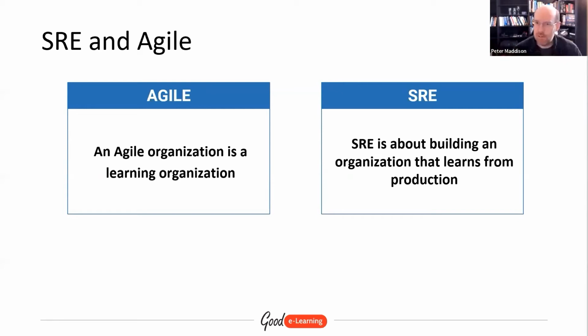So SRE marries very nicely with Agile. It helps with your Agile journey because it's bringing learning back into your delivery teams and helping them understand how the services are operating and what sort of things they're doing.